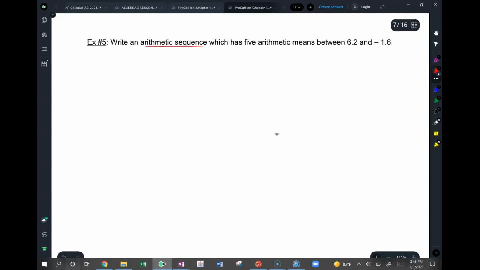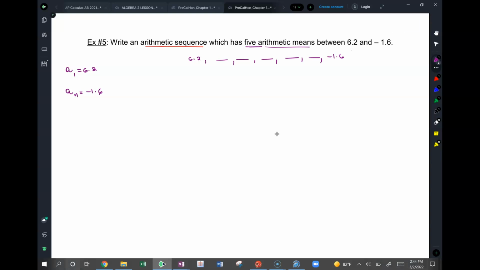So we want to write an arithmetic sequence which has 5 arithmetic means between 6.2 and negative 1.6. So let's just see what that means. You have a sequence, 6.2, then 5 numbers, and then negative 1.6. All right, so what do we know here? We know that A1 is 6.2. We know that AN, that's the last one, is negative 1.6. We know that N is 7, right?